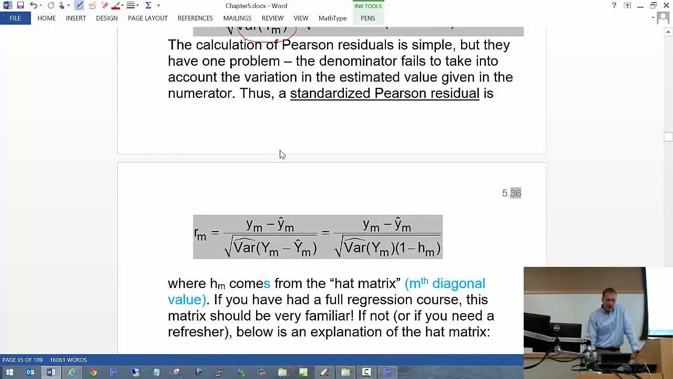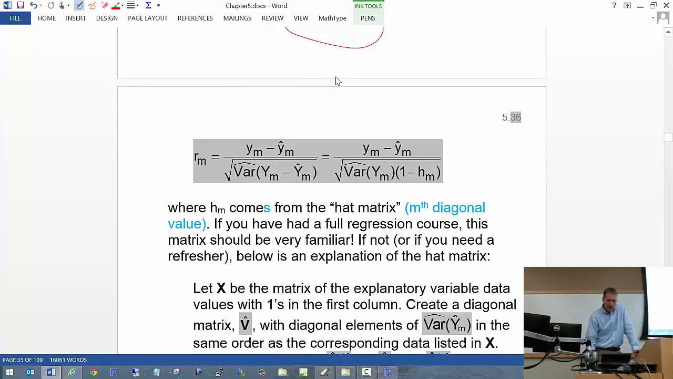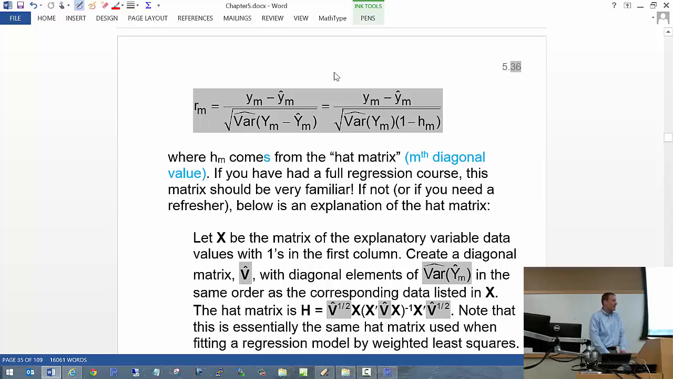So the standardized Pearson residual, which we denote by r sub m, is exactly the same, except look at the denominator here. Now we're having the estimated variance of y sub m minus y hat sub m. And that actually nicely simplifies to the estimated variance of y sub m, like we had before, times 1 minus h sub m, where h sub m is the mth diagonal value from our hat matrix.